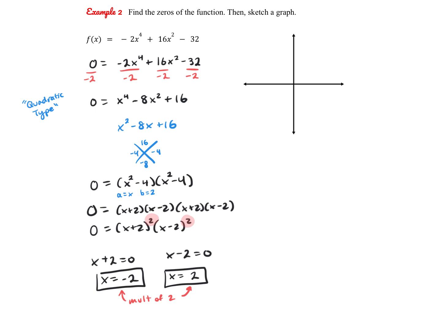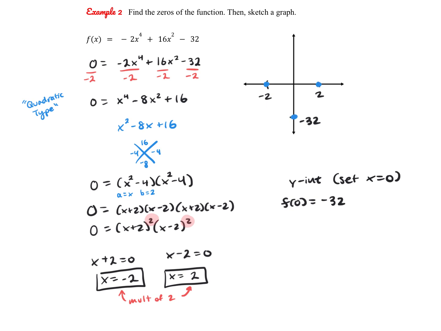Okay, so let's plot the information we have. Here's -2. Here's positive 2. Our y-intercept, which we can plot. Remember, we get the y-intercept by setting x equal to 0. So f of 0. If you look at the equation, this term will turn to 0, this term will turn to 0, and we're just left with -32. So I'm just going to plot that down here. Again, it does not need to be drawn to scale at all.